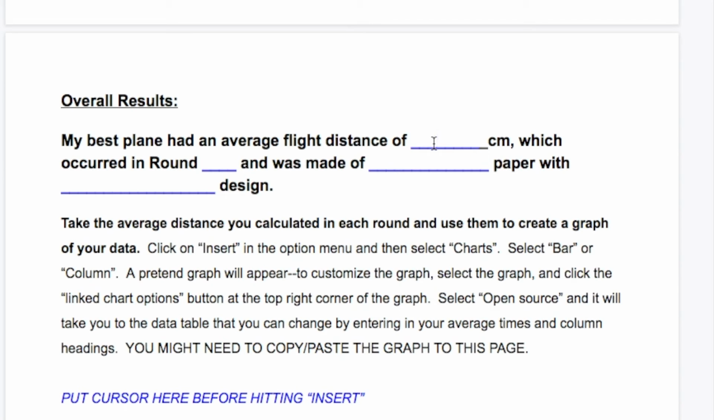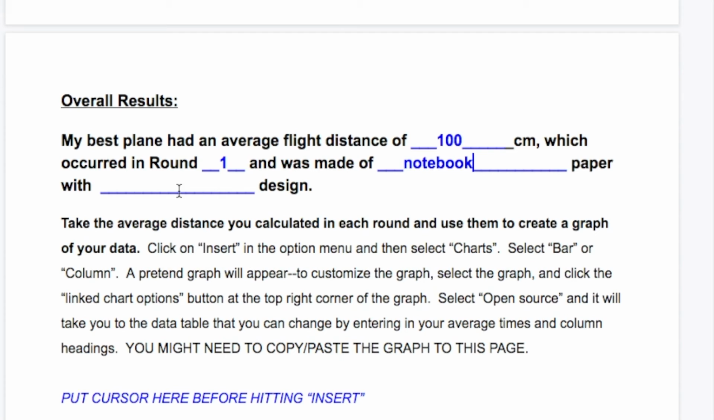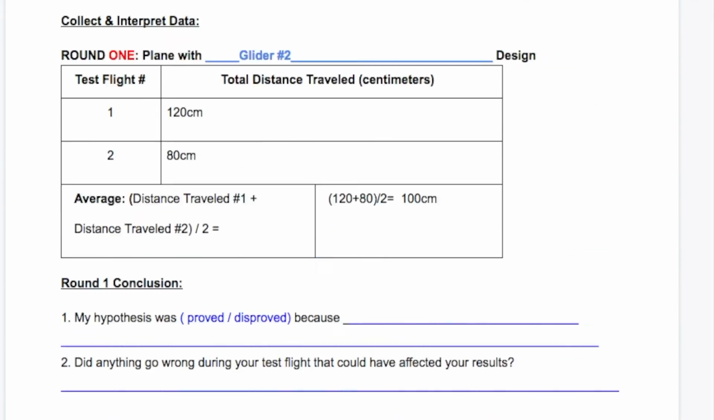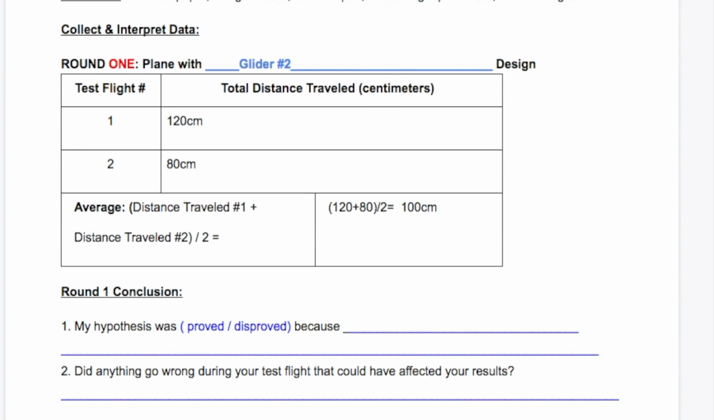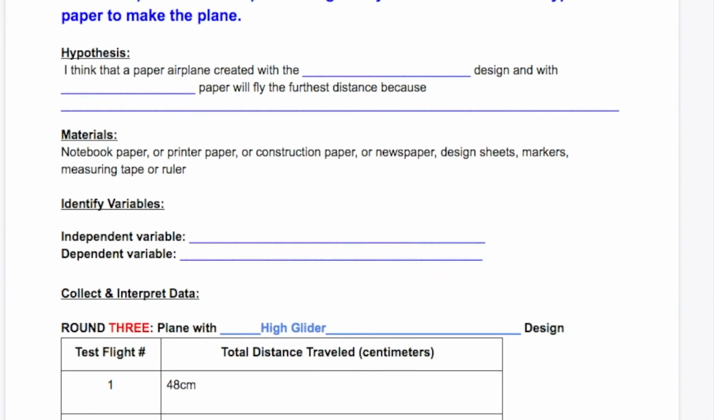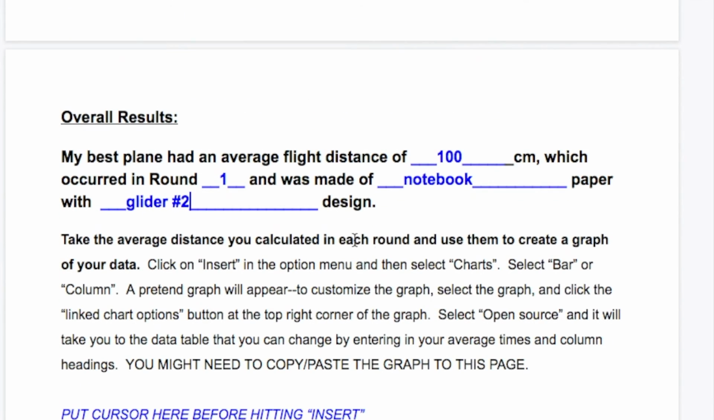So if I recall, my best average was 100 centimeters, which occurred in round 1 and was made of notebook paper with, I believe, the glider number 2 design. And again, if I'm not sure, I'm just going to go back up to round number 1. Glider number 2, yep, and it was 100 centimeters. So that's how you're going to fill in this part here: look at your best average.